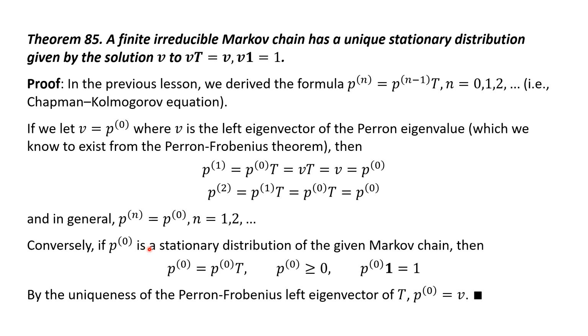Conversely, if P_0 is a stationary distribution, then we have these properties. This is by definition. Probability distributions, of course, are greater than or equal to 0, and then we know that the sum of the probability distribution is 1. But by the uniqueness of the Perron-Frobenius left eigenvector of T, that means that, given these conditions here, P superscript 0 must equal v, the left eigenvector corresponding to the eigenvalue 1, the Perron eigenvalue.